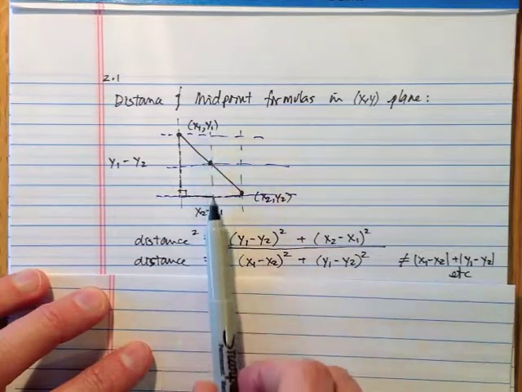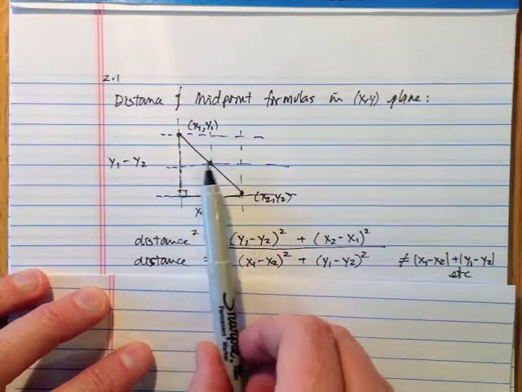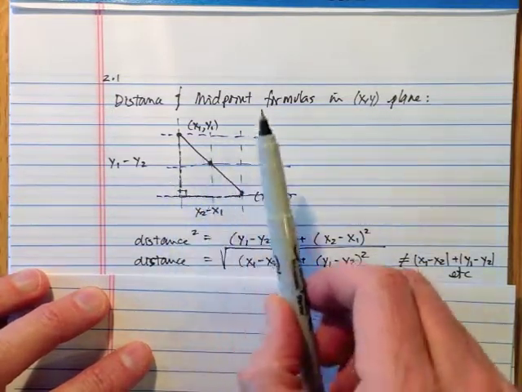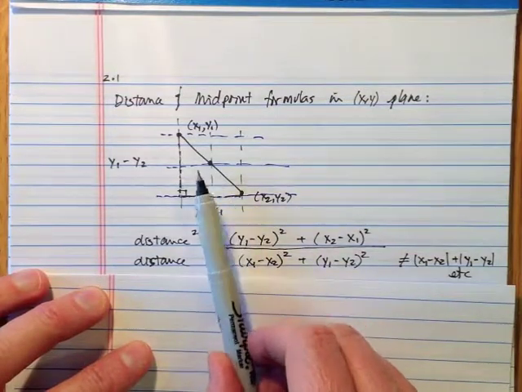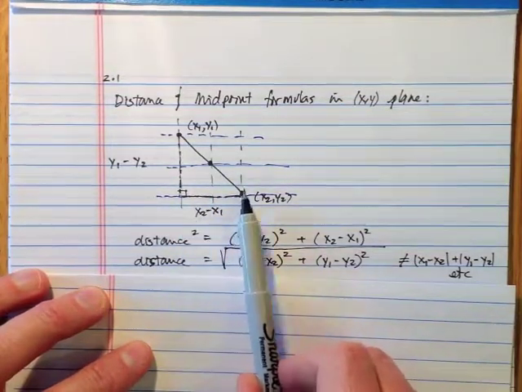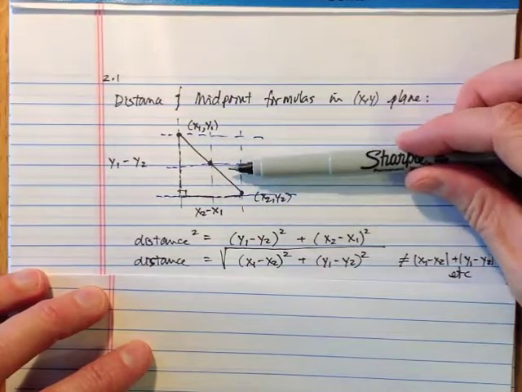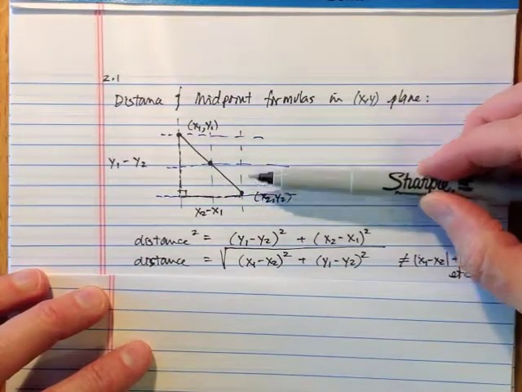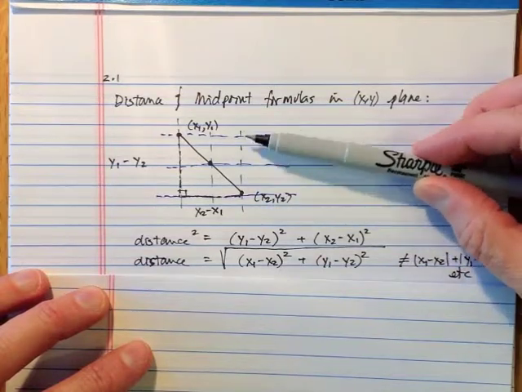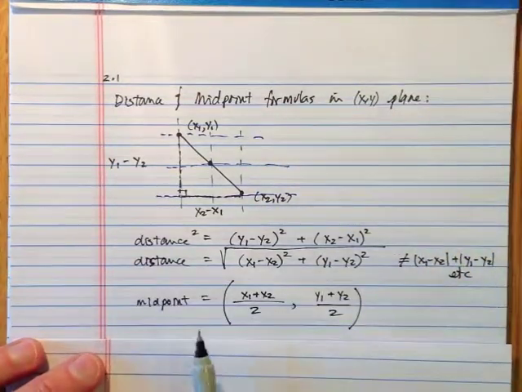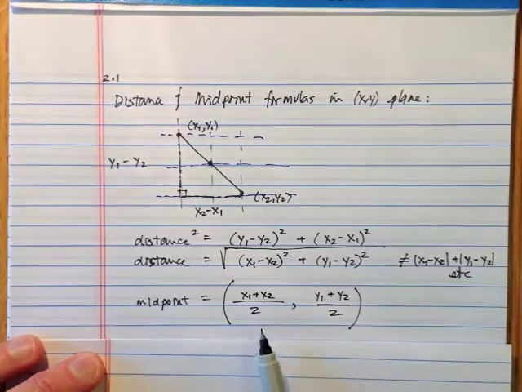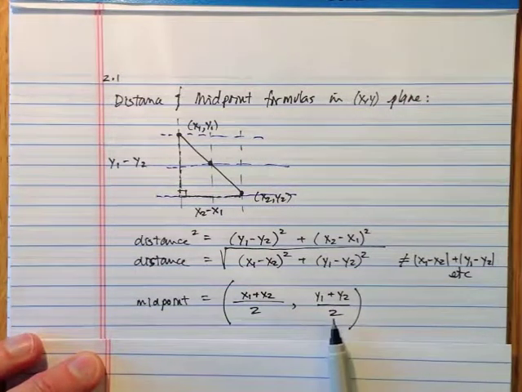Well, look at the green line for where the midpoint would be. It's got to be dead center of x1, x2. The x coordinate of the midpoint has to be the average of x1 and x2. And the blue lines are trying to tell me that the y coordinate of the midpoint has to be the average of the y coordinates of the 2 points. So the midpoint formula is that the midpoint is a point, and its x coordinate is just the average of the x coordinates, and its y coordinate is the average of the y coordinates.